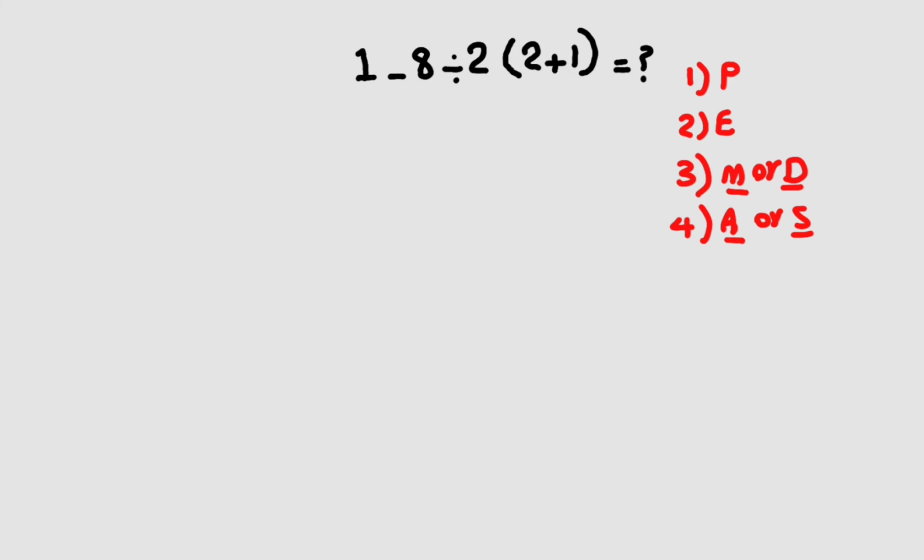Now, according to this rule, we have one parenthesis here that we have to solve first. Now, 2 plus 1 gives us 3. And now we have 1 minus 8 divided by 2, and we have one multiplication here and 3.